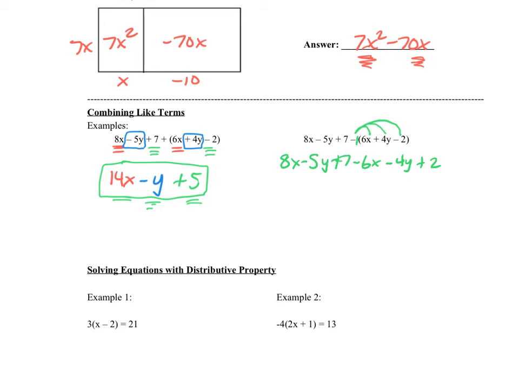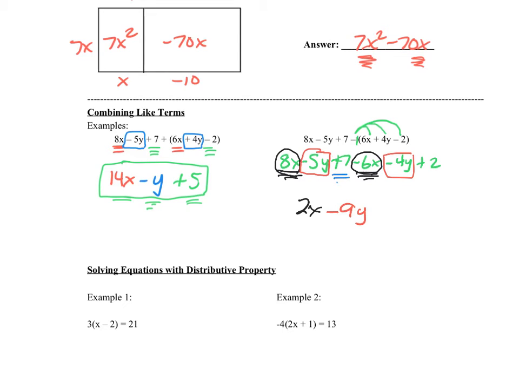Now I have some like terms that I can combine. I have an 8x and a negative 6x. That would be 2x. And some people like to circle these to make it more obvious. And then I have a negative 5y, which I'll combine with negative 4y. Those are like terms, and that would be negative 9y.